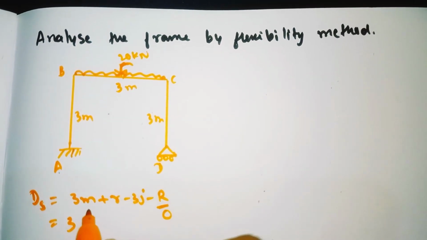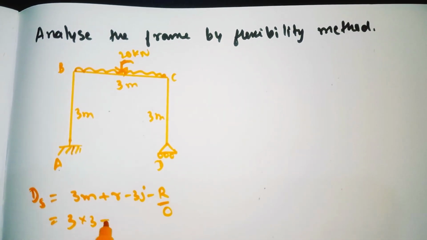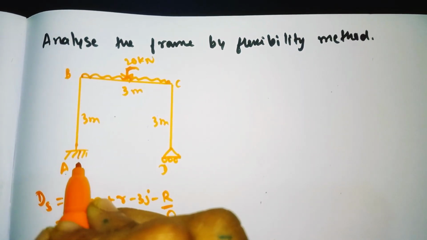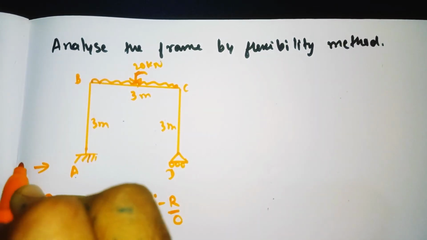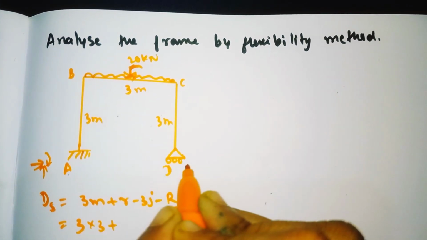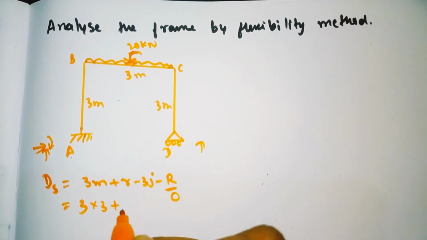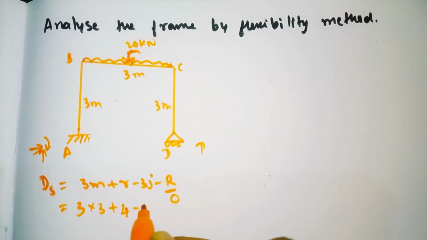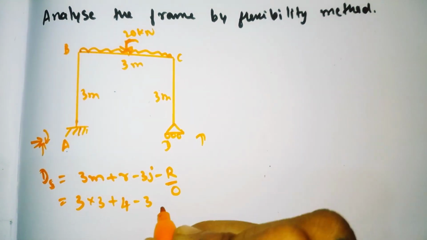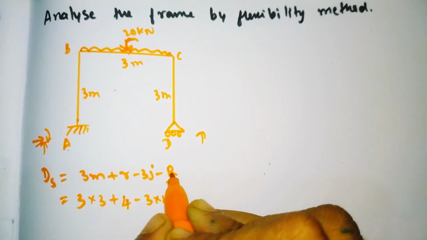So here 3 into how many members? 1, 2, 3, 3 members, so 3 into 3, plus how many unknown reactions? Here at the fixed support there are 3: one vertical, one horizontal, and a moment. And here only one, that is vertical, will take place. Total number of unknowns is 4. So unknown reactions are 4, plus 4, minus 3 into how many joints? 1, 2, 3, 4, 4 joints. 3 into 4. There is no internal hinge, so capital R becomes 0.